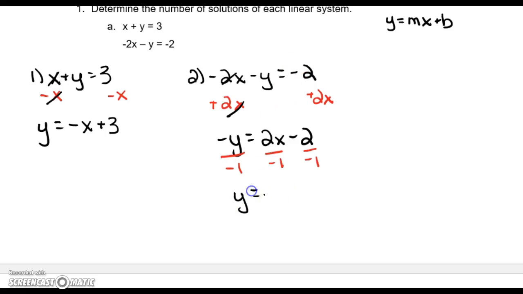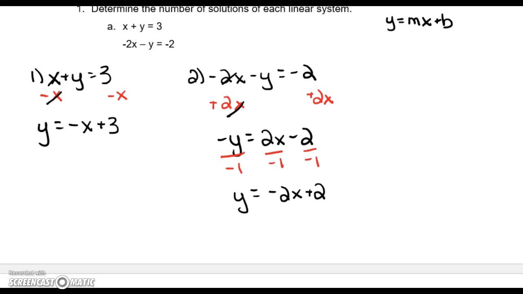So that basically just changes the symbols of each of your operations, of each of those terms. So here we have negative divided by negative makes a positive. 2x divided by negative 1 makes negative 2x. And negative 2 divided by negative 1 is positive 2.